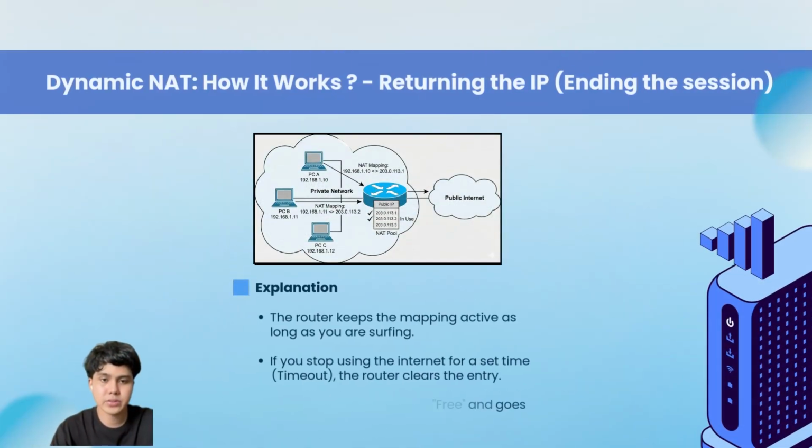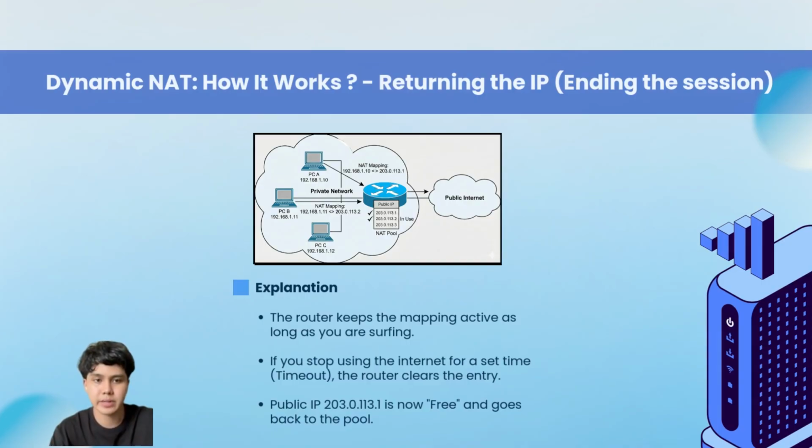For slide 3, it explains ending the session, which is basically returning the IP address. So what happens when we are done? Since this is dynamic NAT, we don't keep that IP address forever. As long as we are actively using the internet, the router keeps that mapping alive. However, if we stop using the internet for a set amount of time, which is known as a timeout, the router clears the entry. The public IP address that was assigned and mapped, 203.0.113.1, is then marked as free and goes back to the available pool. It is now ready for a different computer to use.